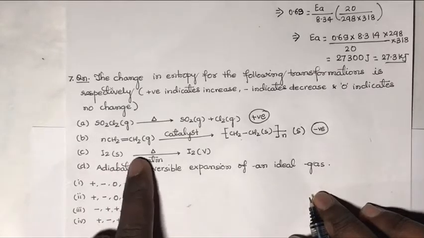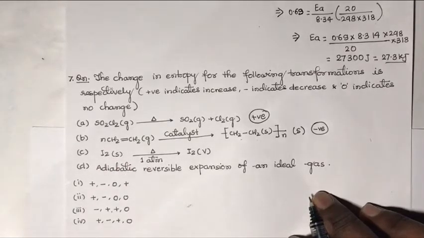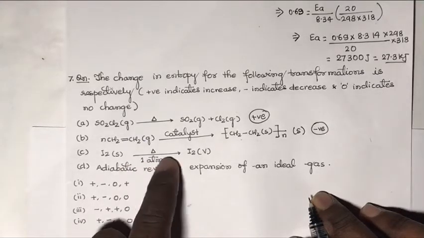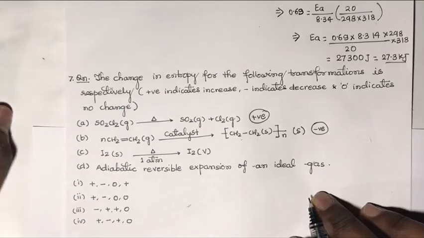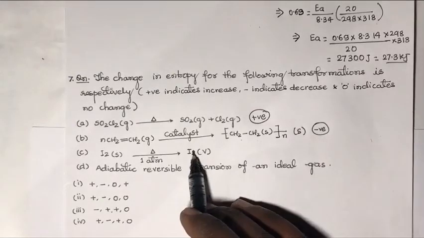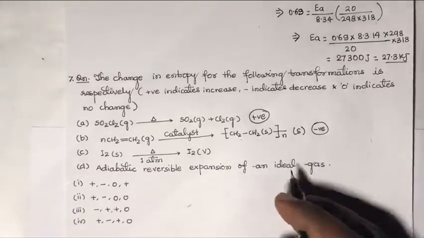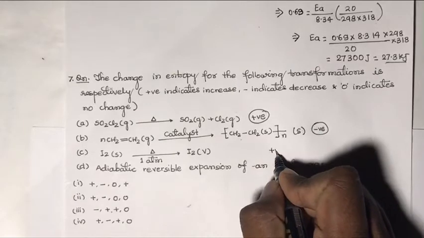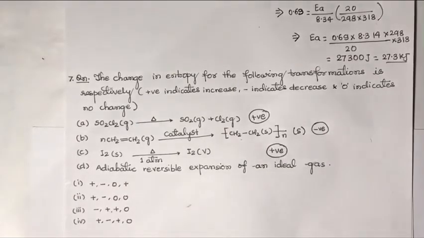Now coming to the next one, that is the iodine solid, and at 1 atm pressure this sublimes to iodine vapors. So iodine has a very unique nature, it can sublime at room temperature, so iodine vapors. So here it changes from solid to vapor, so the randomness increases, and in this case also the entropy change will be positive. Now adiabatic reversible expansion of an ideal gas.